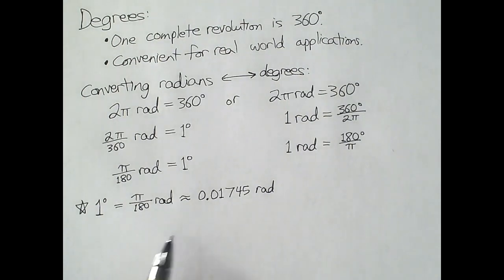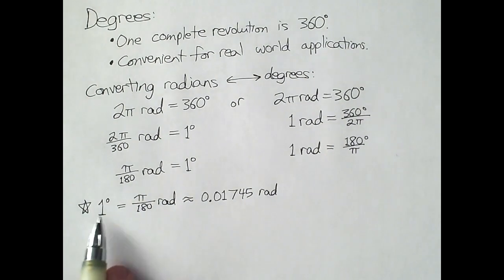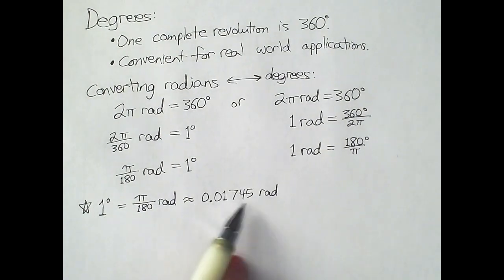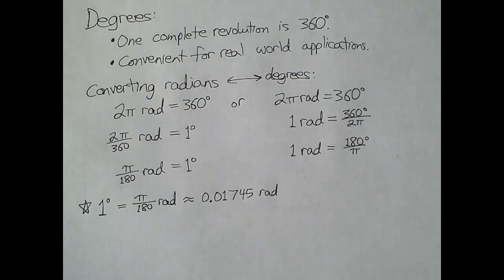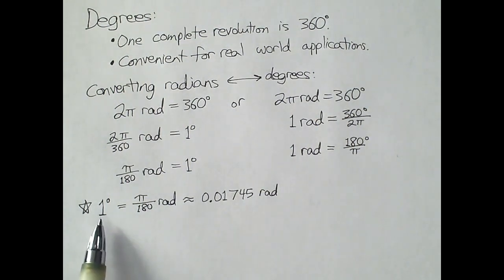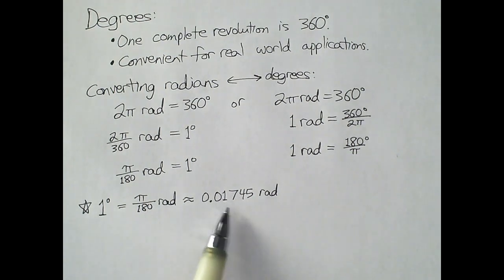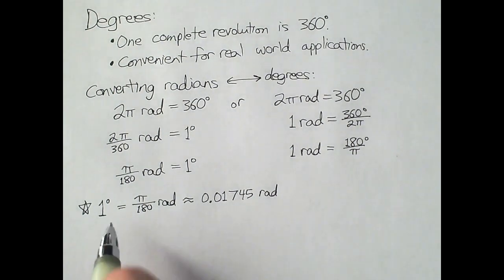And so what does that say? That says that 1 degree is a very small amount of radians. But that kind of makes sense, right? Because there's 2 pi radians in the entire circle, 360 degrees in the entire circle. So it makes sense that this would be a small little bit of radians.